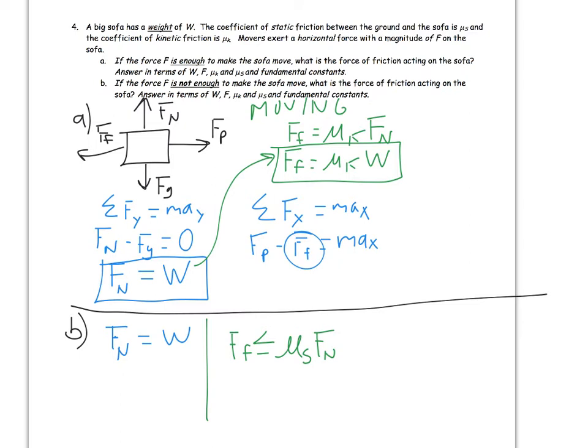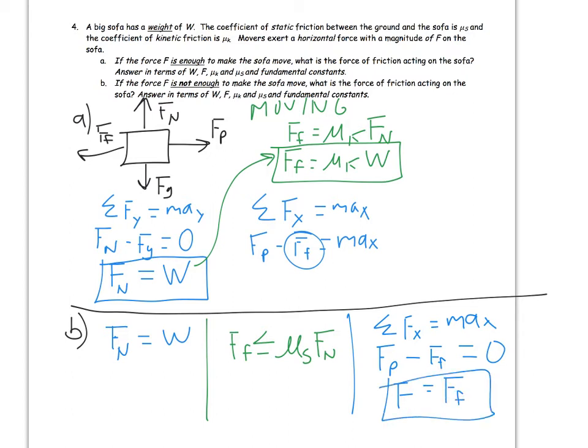So what we have to do here is set up our forces in the x direction. Sum of the forces in the x is equal to max. So we're going to have Fp, that pushing force, minus the force of friction, and that's going to be equal to 0. That we do know. If this force is not enough to make the sofa move, the acceleration of the sofa is 0. So our pushing force, we're told, is just F, and we move that force of friction over, and the force of friction is just going to be equal to whatever that pushing force is. In this case, that's F.